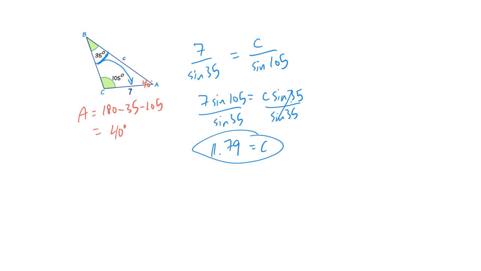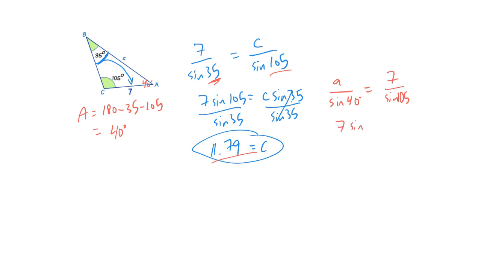And so if I want to find that, hopefully we can anticipate here my length of side A should be bigger than 7 and less than 11.79 because 40 degrees is bigger than 35 but less than 105. So I think it is good to kind of anticipate that.